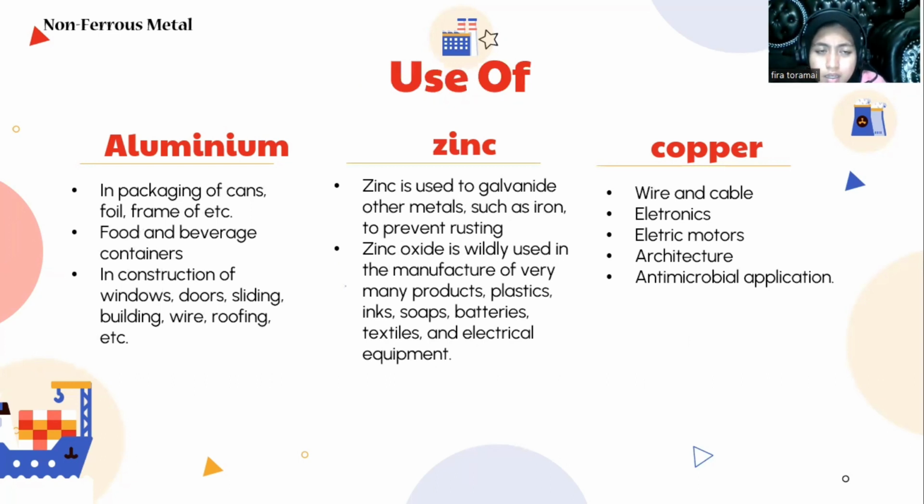Use of aluminum. You can see aluminum used in packaging of cans, foil, and others, food and beverage containers, and lastly in construction of windows, doors, buildings, wire, roofing, and others. Zinc is used to coat other metals, such as iron, to prevent rusting. Zinc oxide is widely used in the manufacture of many products: plastics, inks, soaps, batteries, and others.